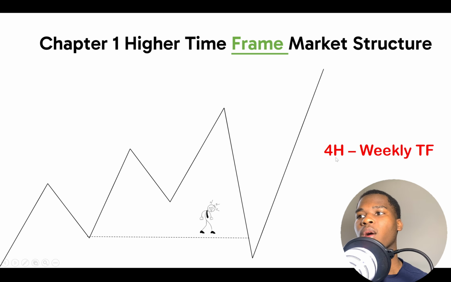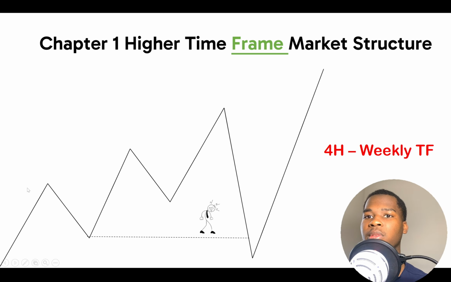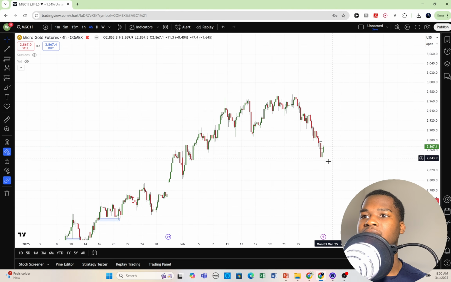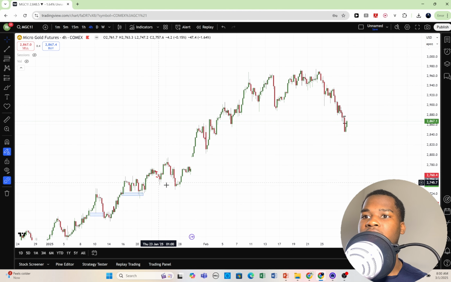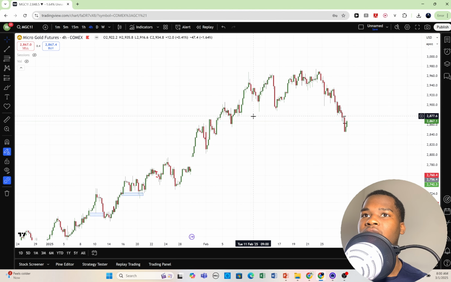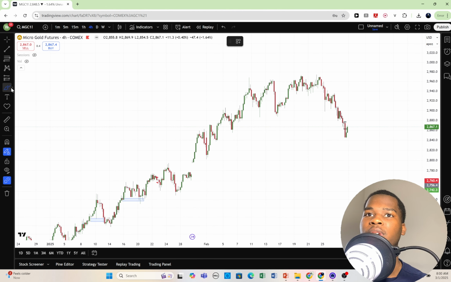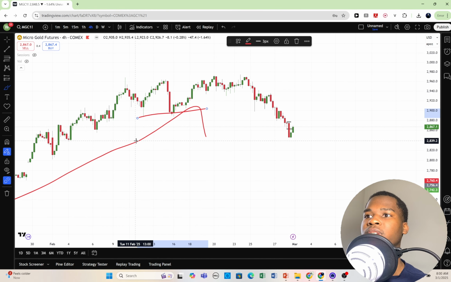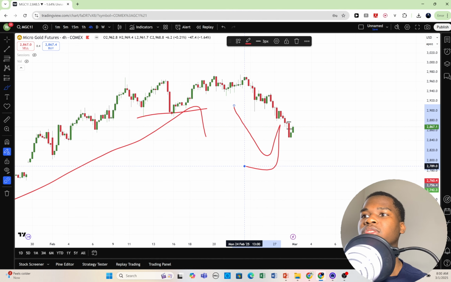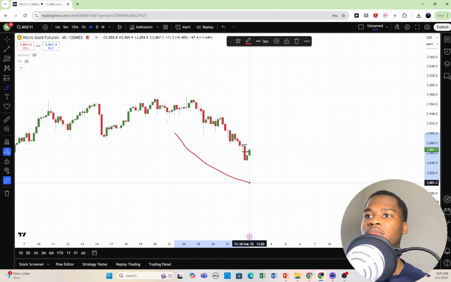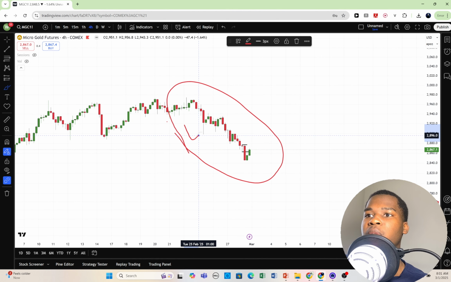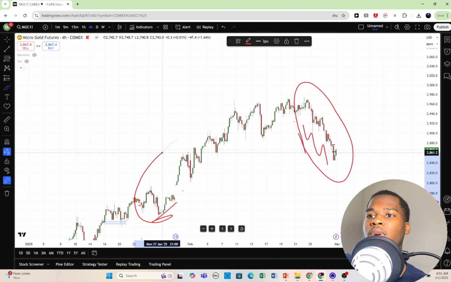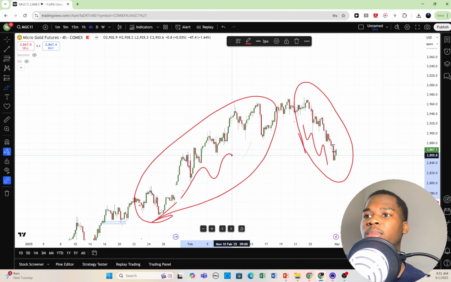So on the 4-hour through the weekly time frame, we want to be looking for the overall structure of the markets. Here I have gold as an example. We can see that gold was making higher highs and higher lows on the 4-hour time frame. And then we can see here that we started breaking structure lower, and now we are making lower highs and also lower lows. So inside of this type of market condition, we would mainly be looking for sells, while here we would mainly be looking for buys.